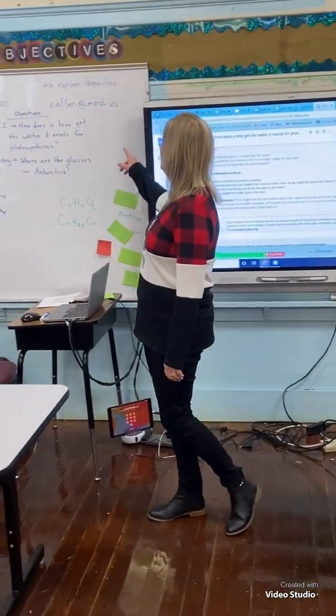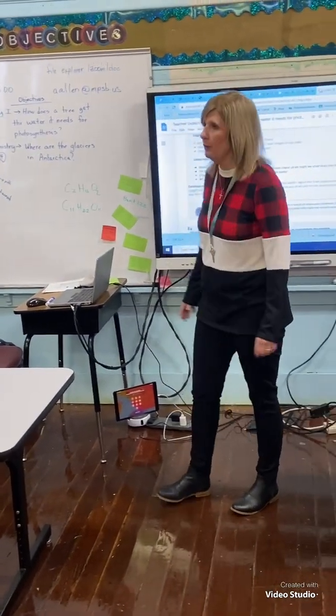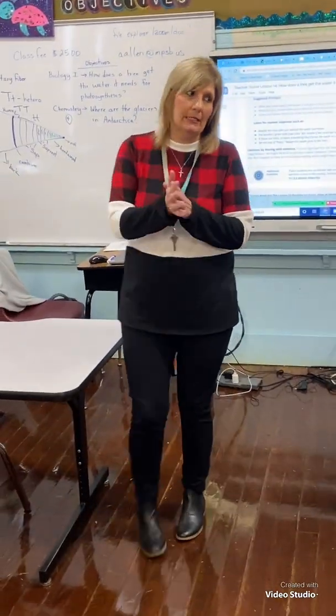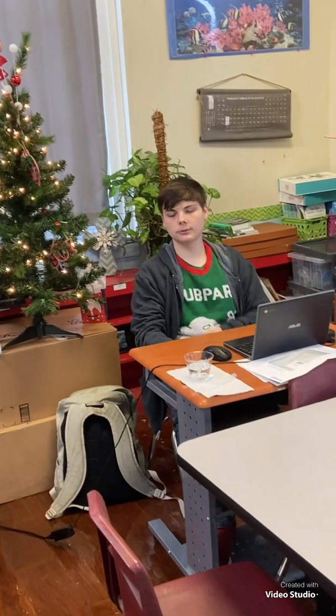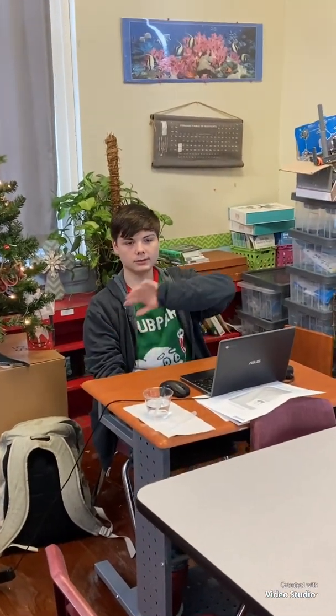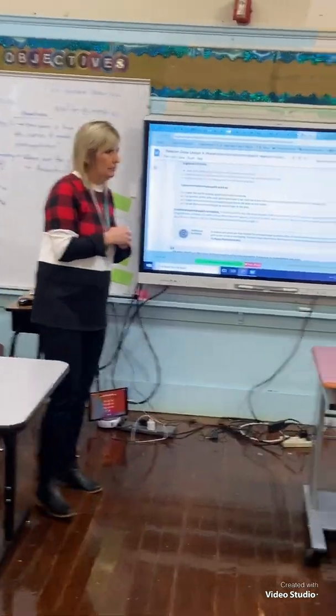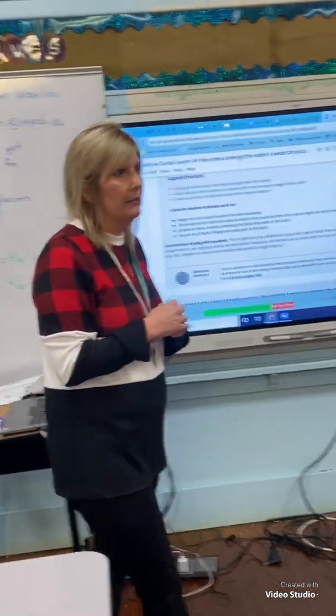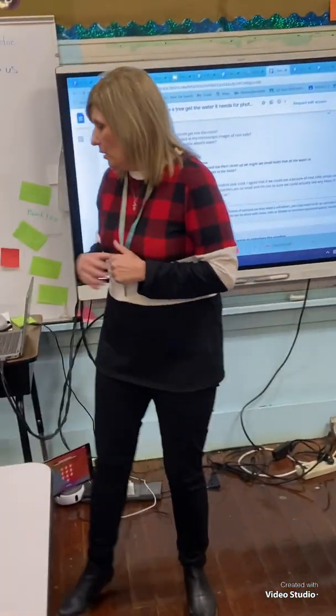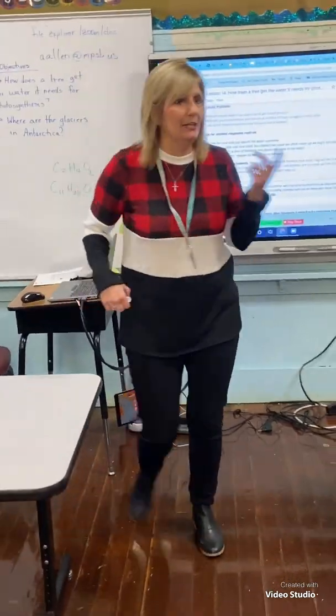Today, class, we're going to look at how does a tree get the water it needs for photosynthesis? Does anybody have an answer to the question at this point? Jonathan? The tree gets water through the roots, and the roots bring it to the stem, and it goes up through the trees. Okay. All right, Alexis? Doesn't that defy gravity? All right. Defy gravity. Well, I'm glad you asked. I'm glad you said that. We're going to look at that today.